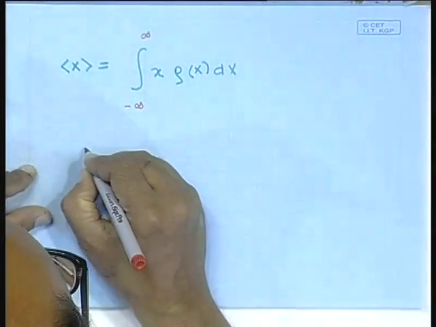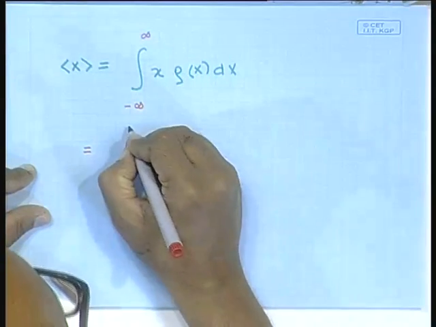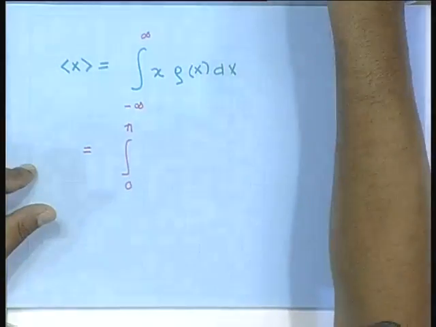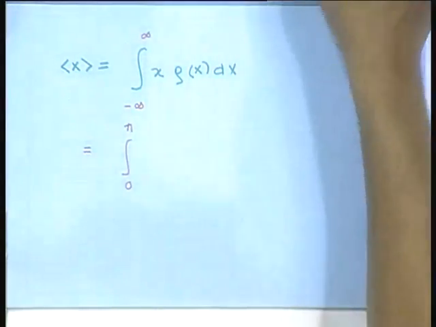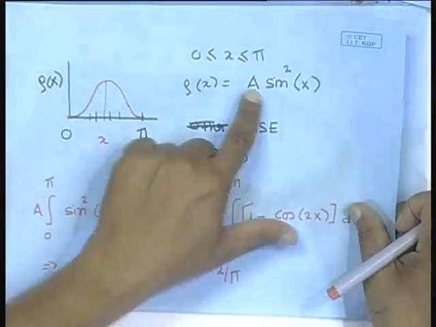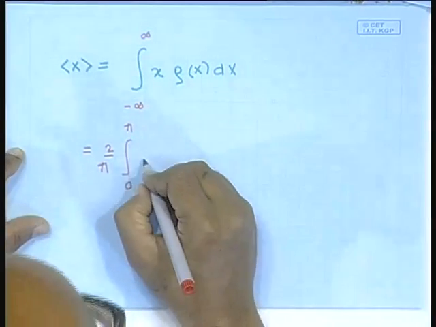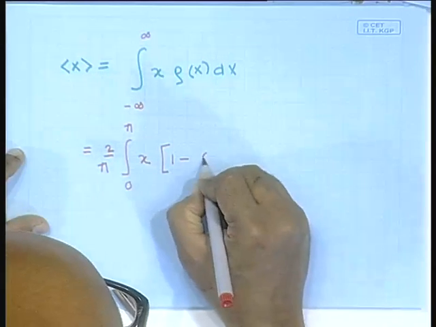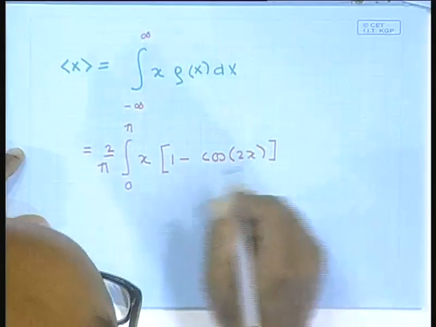And in this particular case, I have to calculate the integral from 0 to pi. The probability density, we have already determined the normalized probability density. It is a sine square x. So a has a value 2 by pi. So there will be a factor of 2 by pi here. And we have to now calculate x into sine square x. Sine square x, remember, is 1 minus cos 2x divided by 2.